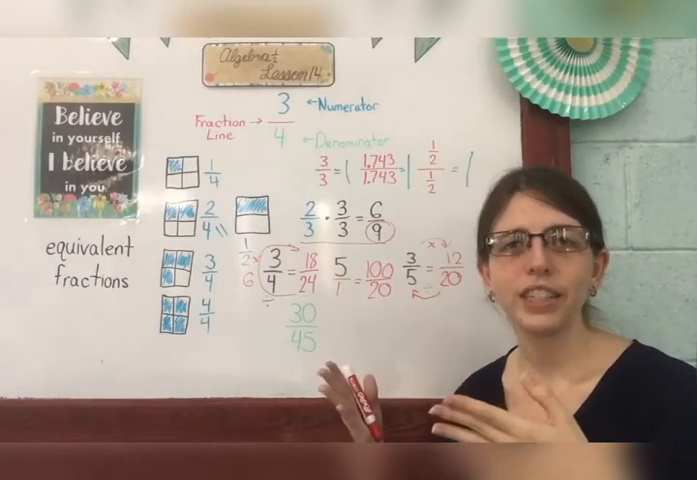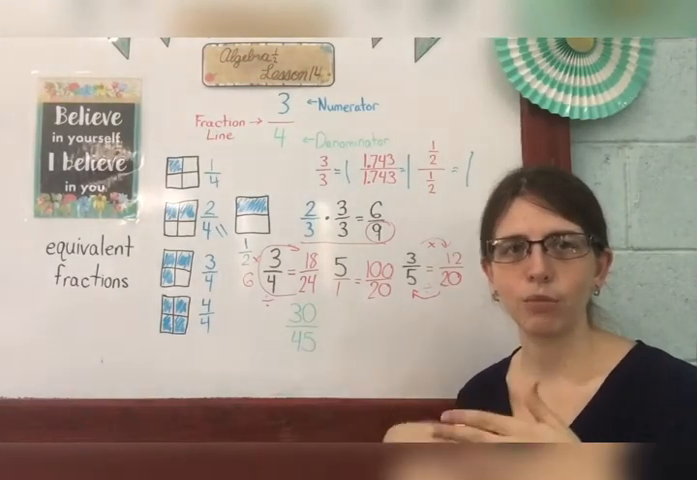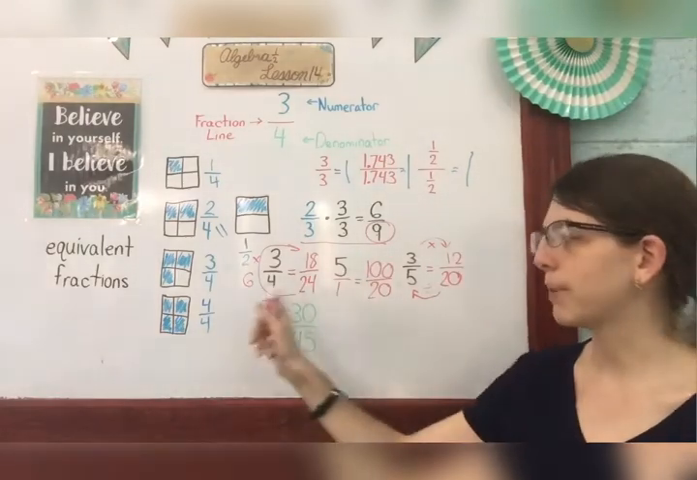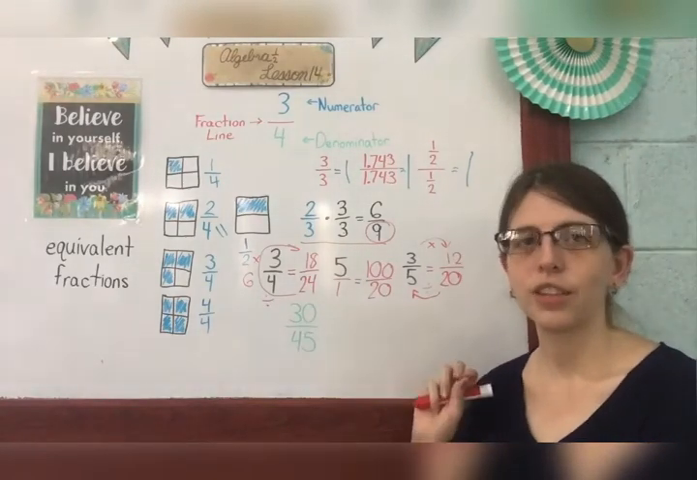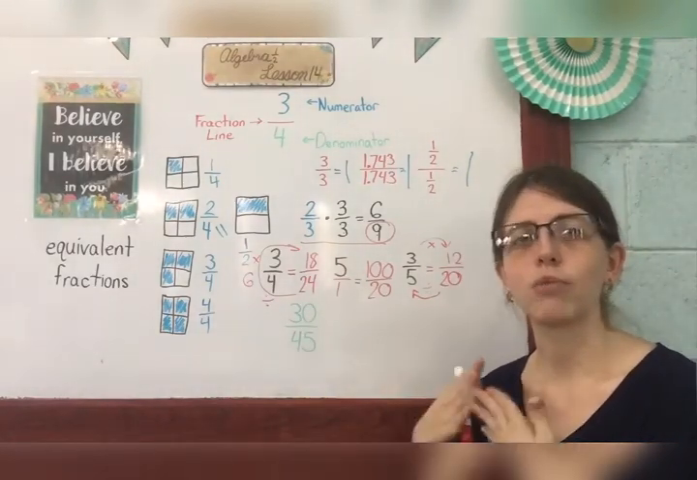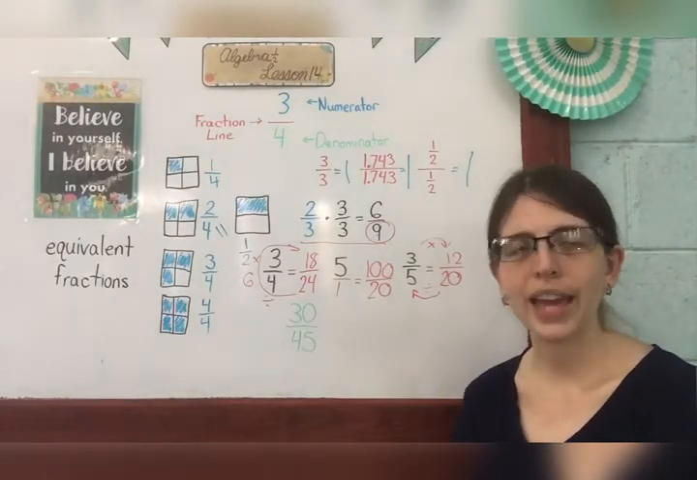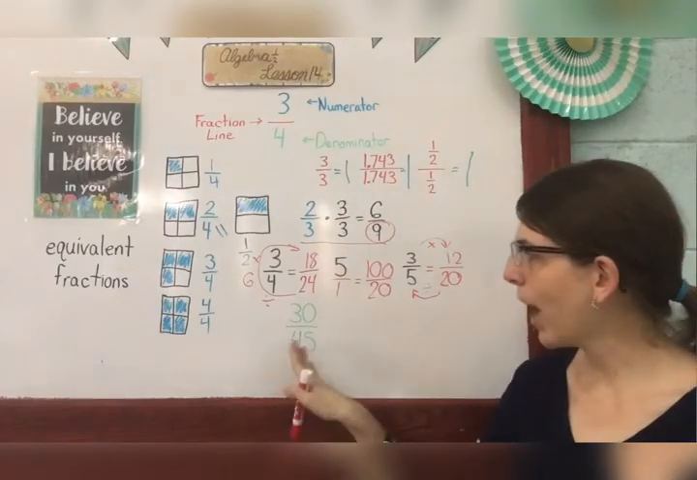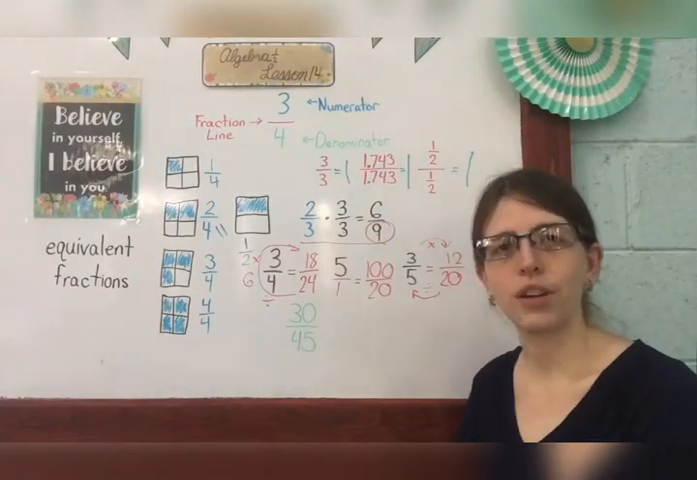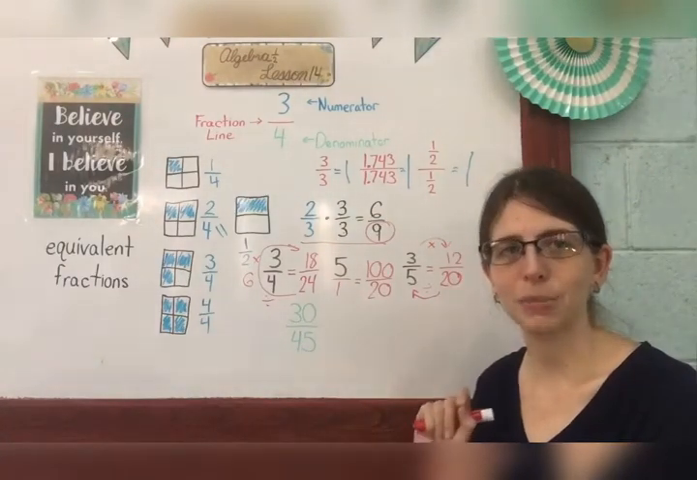You always need to write your answers reduced unless you're purposely trying to expand them. So this is a very important step. You need to know how to reduce your fraction. That's writing it in the smallest way possible. So I want to reduce 30 over 45. I want it to be the smallest that it possibly can.